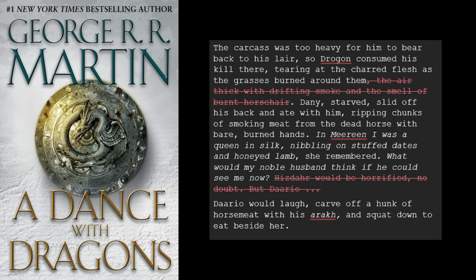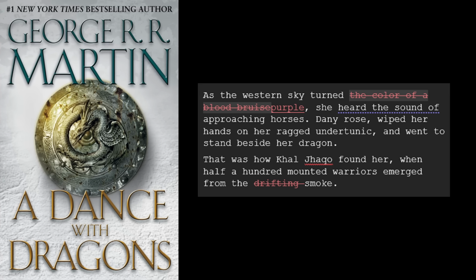The carcass was too heavy for him to bear back to his lair, so Drogon consumed his kill there, tearing at the charred flesh as the grasses burned around them. Dany, starved, slid off his back and ate with him, ripping chunks of smoking meat from the dead horse with bare, burned hands. In Meereen, I was a queen in silk, nibbling on stuffed dates and honeyed lamb, she remembered. What would my noble husband think if he could see me now? Daario would laugh, carve off a hunk of horse meat with his arakh, and squat down to eat beside her. As the western sky turned purple, she heard the sound of approaching horses. Dany rose, wiped her hands on her ragged undertunic, and went to stand beside her dragon.